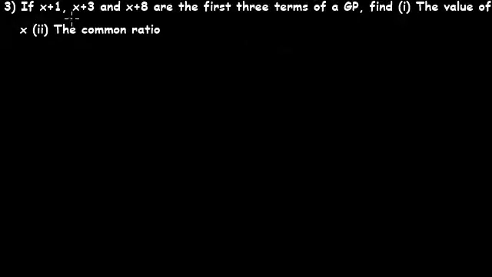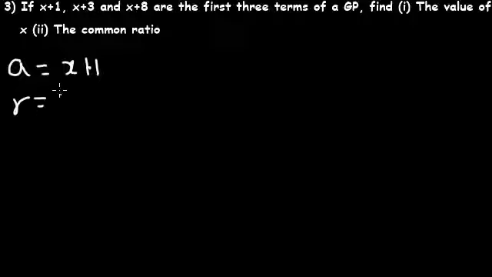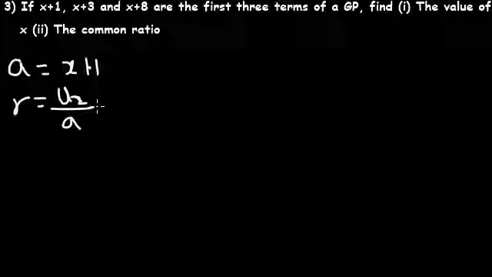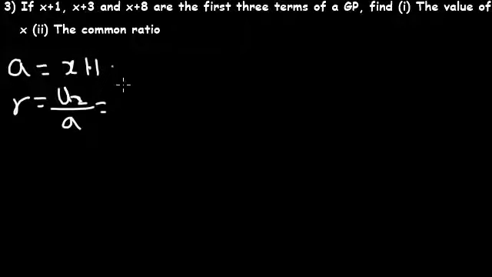If x plus 1, x plus 3, and x plus 8 are the first 3 terms of a GP, find (i) the value of x, (ii) the common ratio. So since these terms are in GP, it means the first term a would be x plus 1. Similarly, we know that to get the common ratio, that will be u of 2 divided by a. However, u of 2 is the second term, x plus 3, divided by x plus 1. So this is the common ratio.